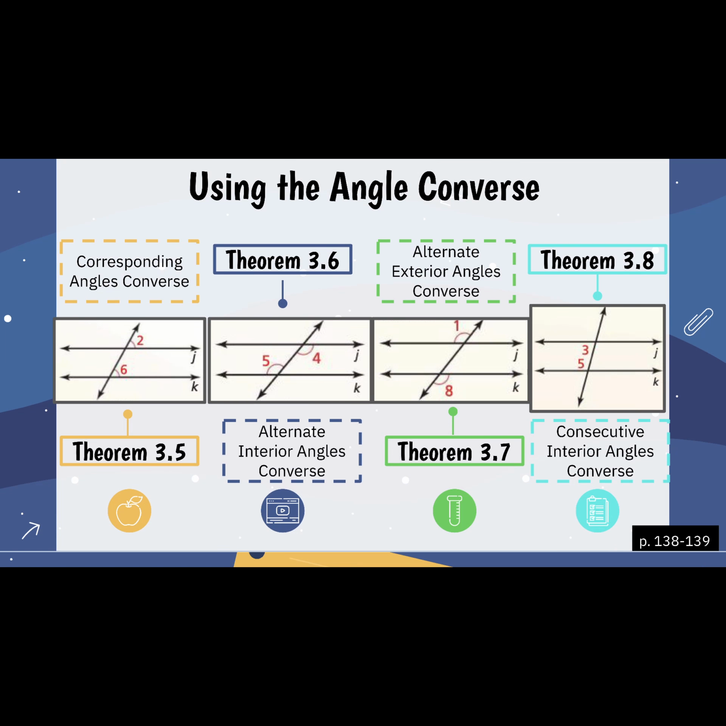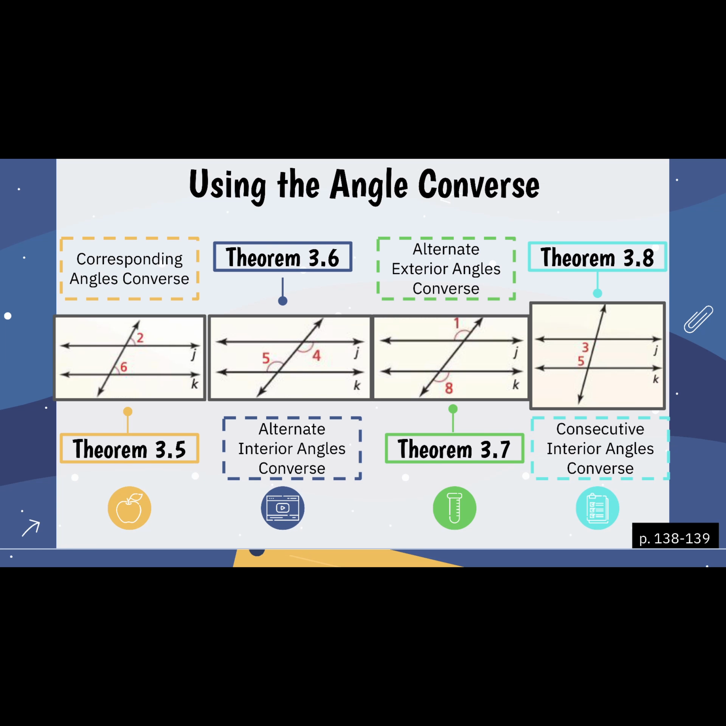Second to last theorem that we're looking at today, consecutive interior angles. If we have consecutive interior angles, so if they tell us that angle 5 and angle 3 add up to how many degrees, Haley? No, you're good. If angle 3 and angle 5 add up to 180 degrees, they're consecutive interior angles, and then we can know that J and K are parallel.